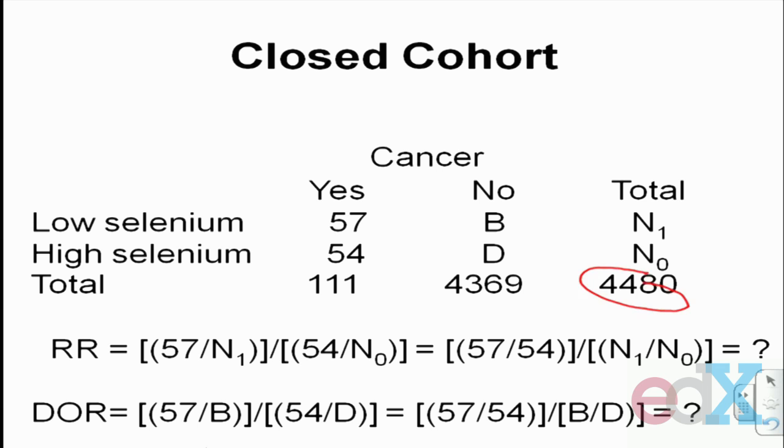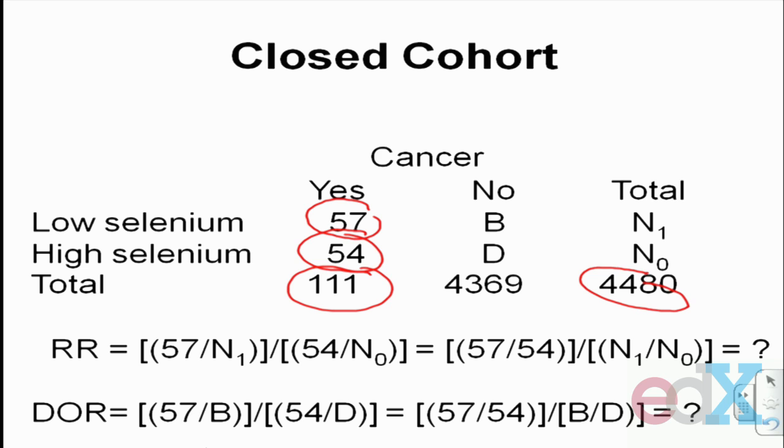Well, this is what he would have seen if he analyzed all 4,480 blood specimens. We knew that 111 of them later went on and were diagnosed with cancer. When he analyzed those blood specimens, it turned out that 57 of those 111 had low selenium levels and 54 had high selenium levels.